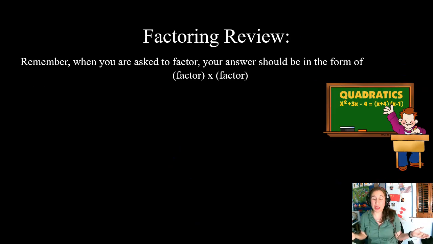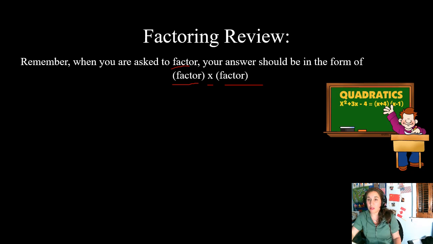So really quick, before we jump into the AC method, let's do a quick review of what you've learned so far about factoring. When you are asked to factor, remember, factoring means unmultiplying. You're taking something that's already been multiplied together and unmultiplying it. We're putting it back in the form of factors. So your answer should be in the form of factor times factor.